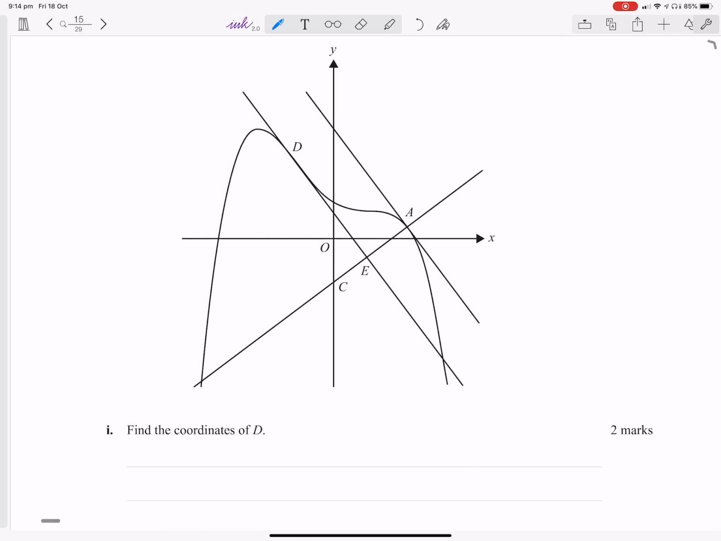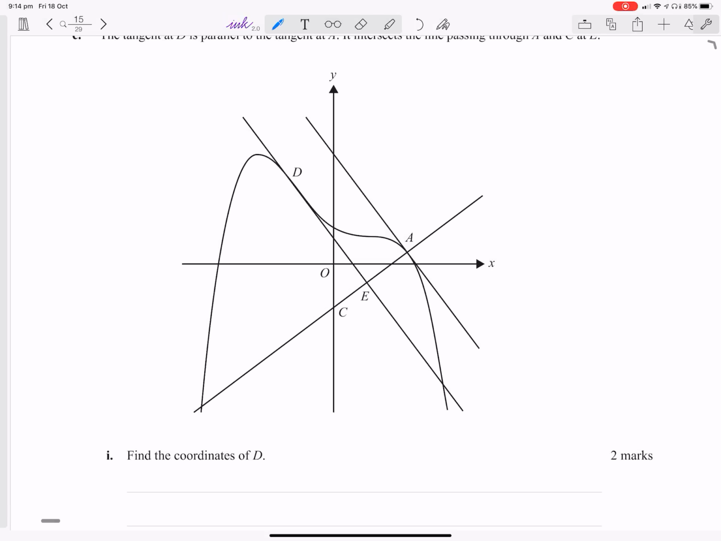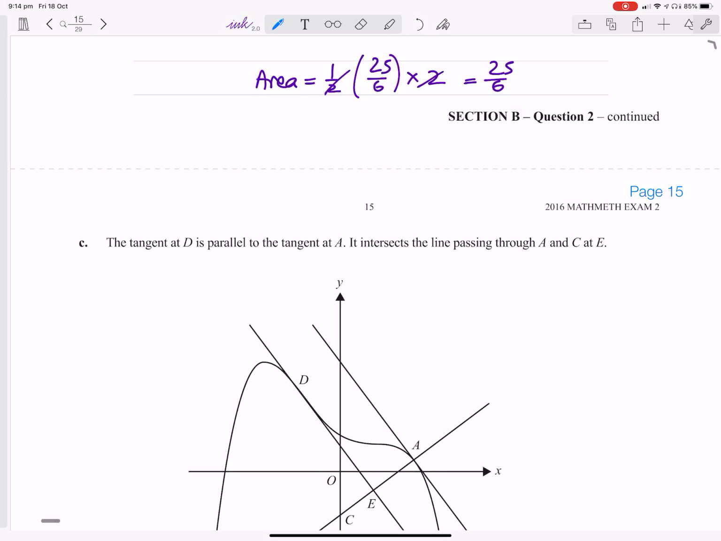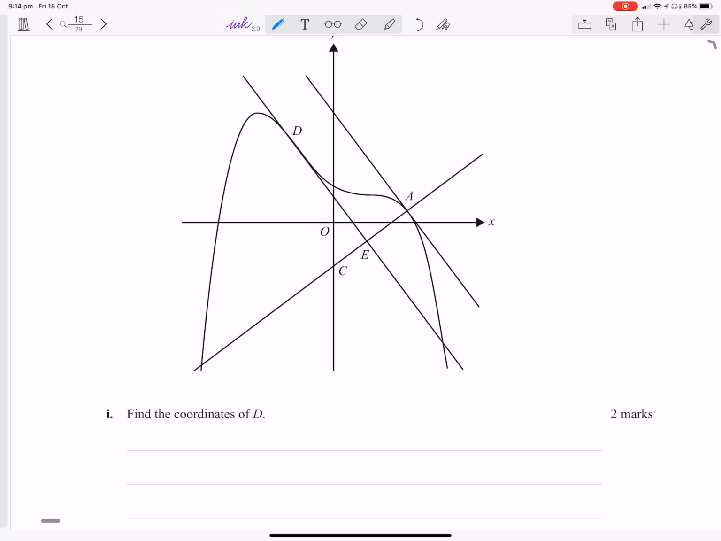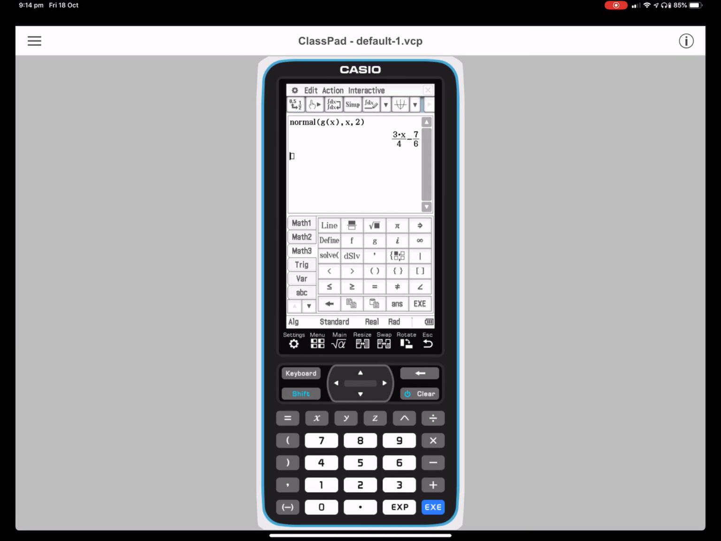Okay. What the hell is D? I missed this bit. So D is parallel to the tangent at A. It intersects. Okay. So first, it's got the same gradient. So we want to know when g dash of x, we want to know when the gradient equals 4/3, because we know the other one's got a gradient of 4/3.